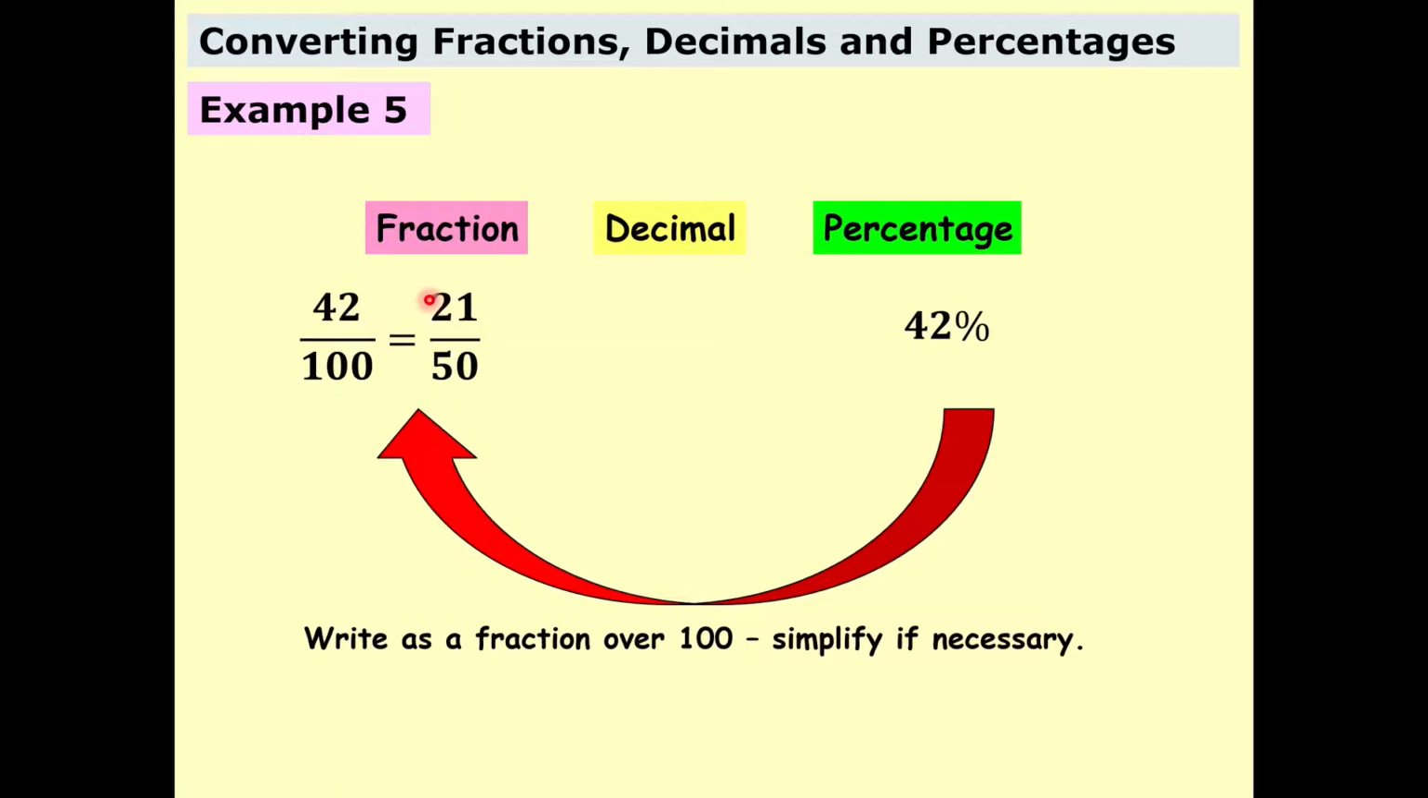Now we can go one of two ways. We can go from a fraction to a decimal by using our calculator to do 21 divided by 50 to give us 0.42.